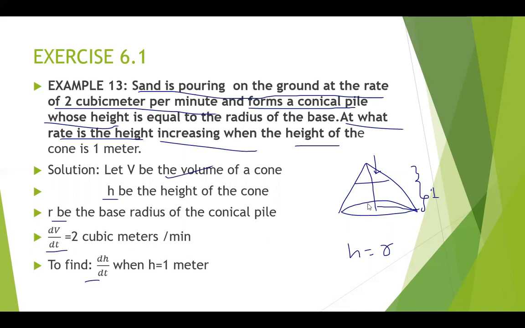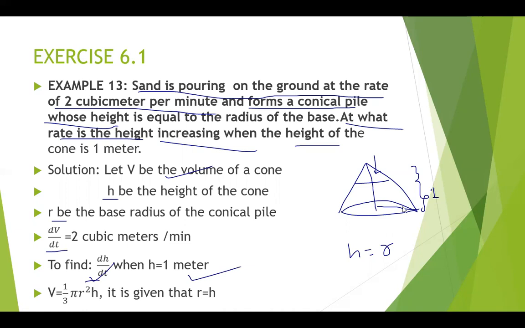Sand is pouring on the ground means the volume of the sand is increasing. The volume of the cone is increasing. So dV by dt is 2 cubic meters per minute. What do we have to find? We have to find dH by dt when h is 1 meter.